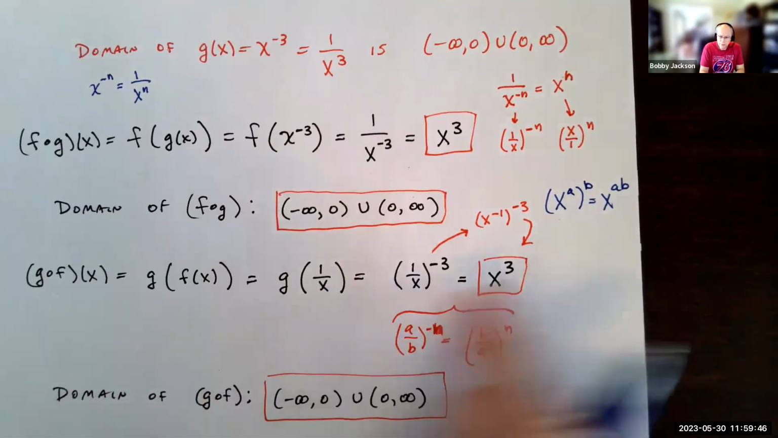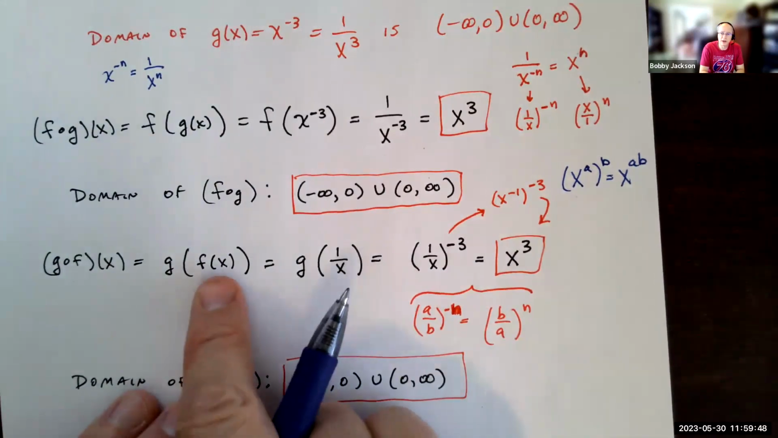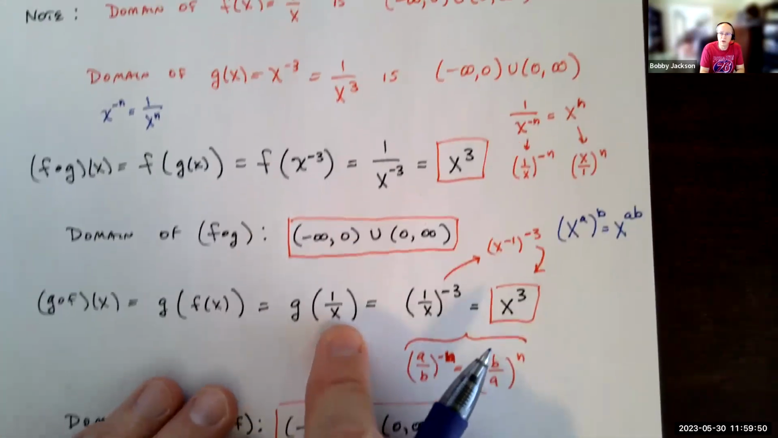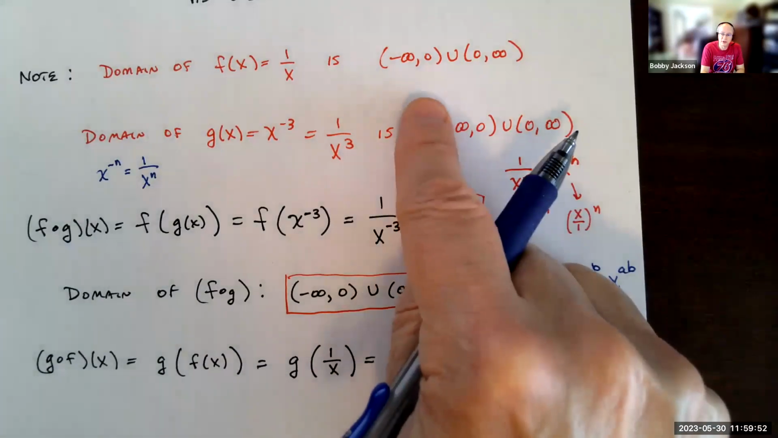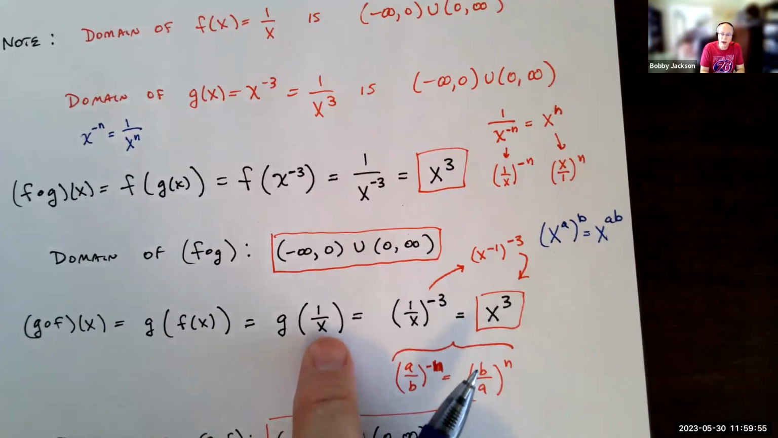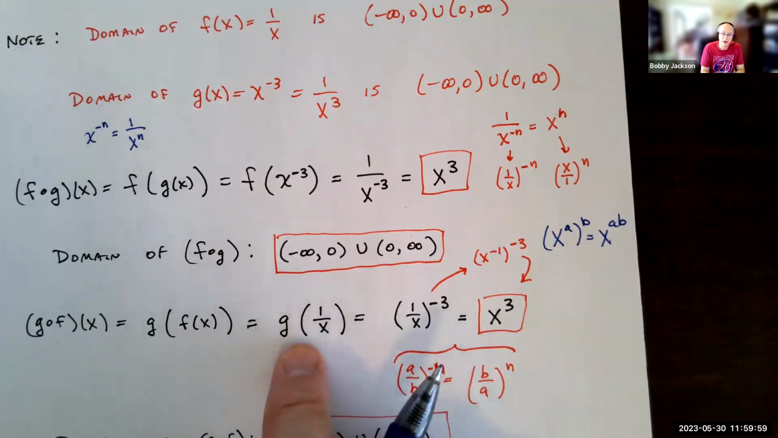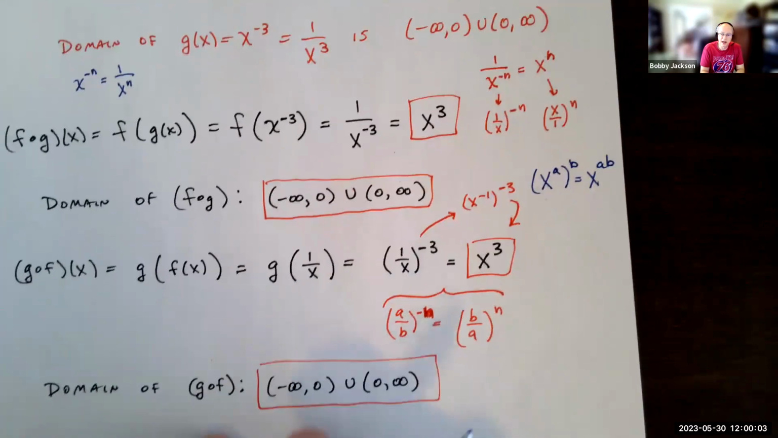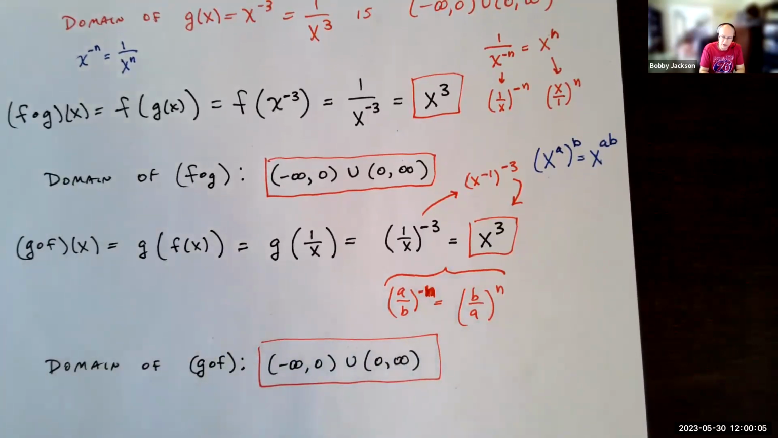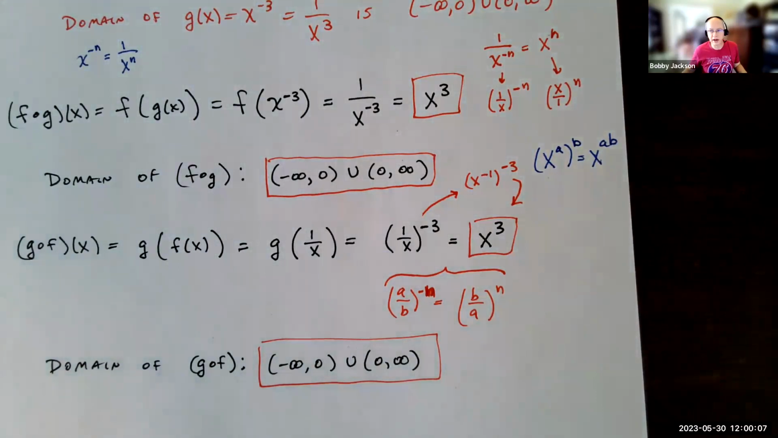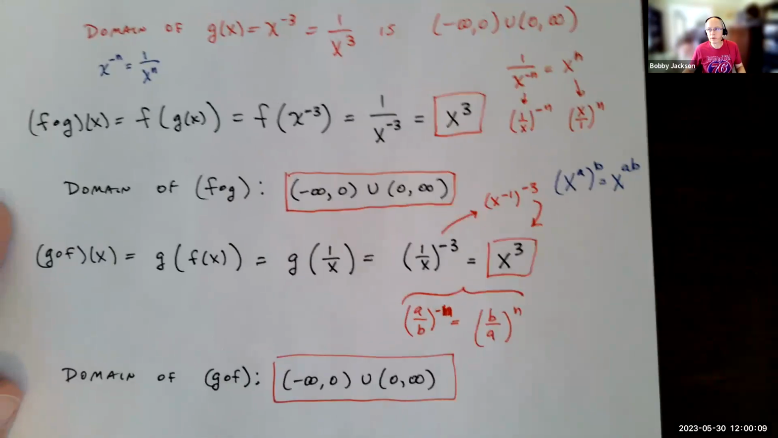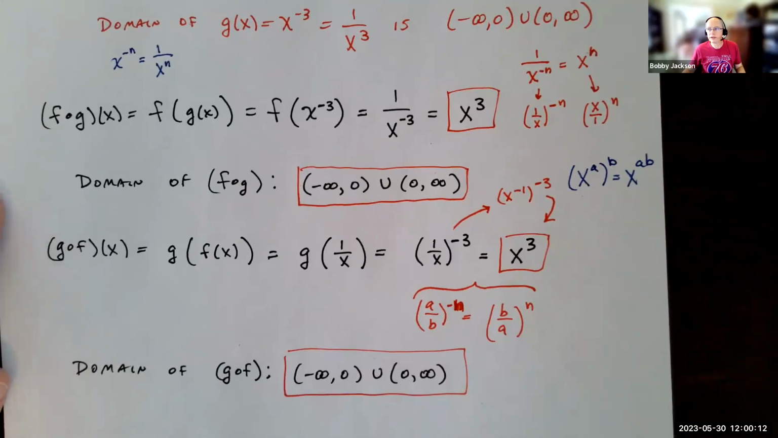Okay, domain here, again, same thing. We start with f of x, which is 1 over x. Its domain is everything except for 0, and I will never output 0 when I divide into 1. And so we're good for the function g, provided x is not 0. Therefore, that's the domain for g circle f. Okay, I hope that this makes sense.